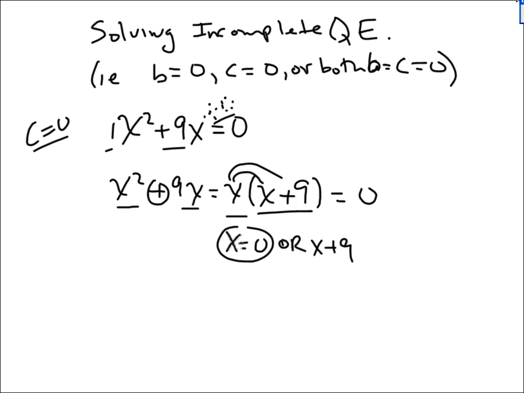Or we're done solving that one. It already tells me what x is. Bring the 9 over to the other side, you get x is negative 9. So there is the answer. X is 0 or x is negative 9.